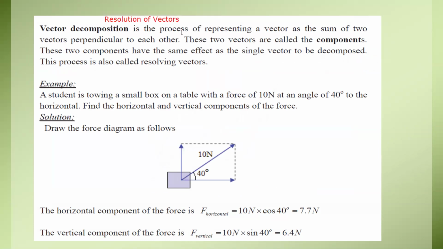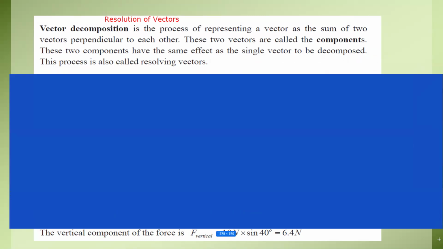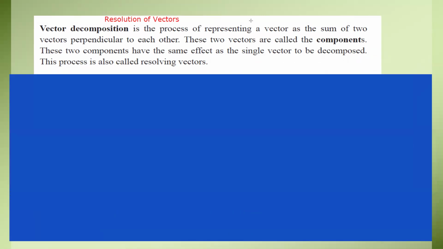Resolution of the vectors means we resolve the vector into the horizontal and the vertical components. So if you want to resolve a vector into components, for example, there's a vector which is 30 newtons and it is making an angle of 20 degrees to the horizontal. So this vector will have two components.